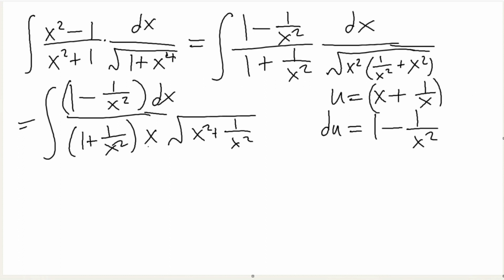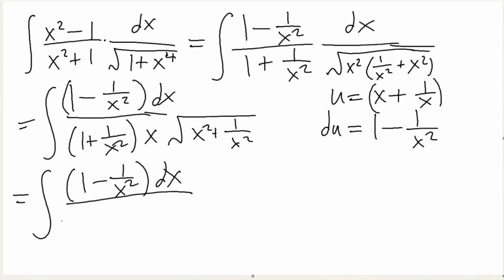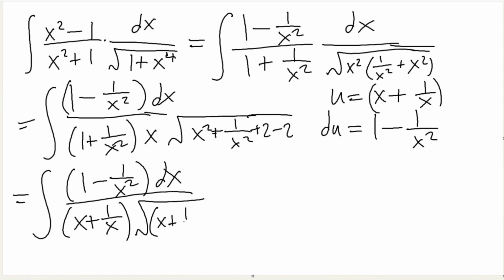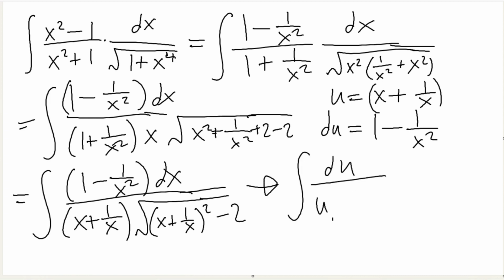Oh, and would you look at this? Maybe that's what the x is for. This is to make this x plus 1 over x. Got it. Okay, so now we know this is x plus 1 over x. And here, we need this to be some sort of x plus 1 over x, so we need a plus 2 minus 2. This will give us x plus 1 over x squared minus 2. Cool. Let u equal x plus 1 over x. This is equal to du over u square root of u squared minus 2.